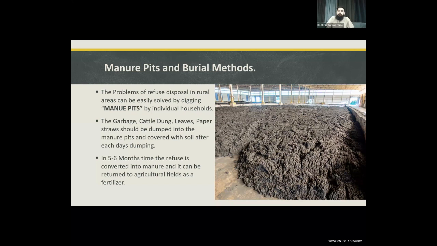fields as a fertilizer. So basically, they put all of the manure, all of the organic waste into a pit and wait for 5 to 6 months and then remove that material and use it as a fertilizer. So basically, all the waste that is being created on any farm or any animal husbandry area or any cattle ranch can be used as a fertilizer without creating health hazard for the environment in just 5 to 6 months' time. Next, please.